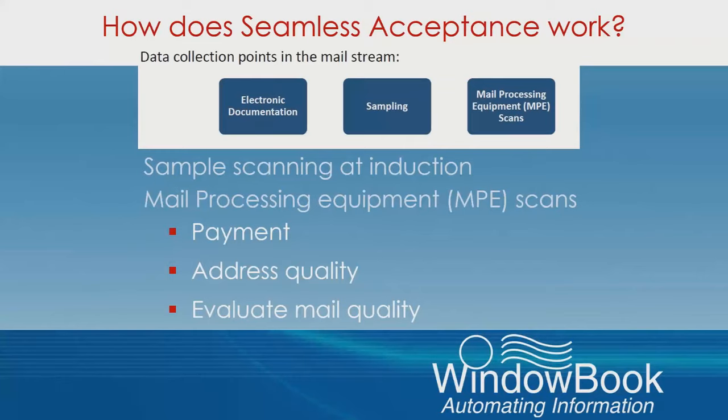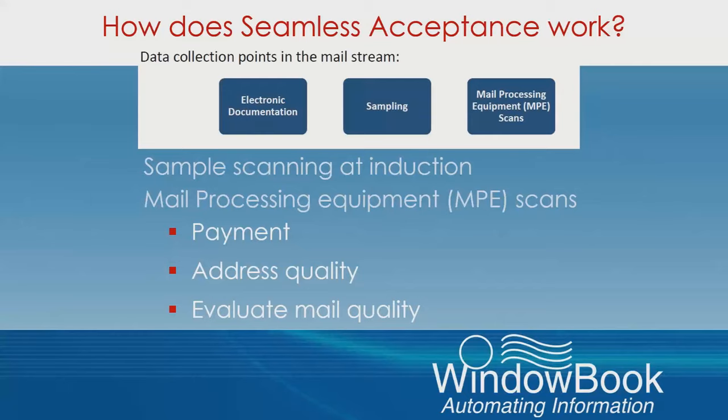Seamless Acceptance leverages the electronic documentation, or EDOC, and the intelligent mail barcodes. And those barcodes could be on mail pieces, trays, sacks, and containers. And it leverages all this information to help automate the acceptance and verification processes. So Seamless Acceptance allows both the Postal Service and mailers to answer three key questions. Have all the mail pieces been paid for? Are the mail pieces addressed accurately? And is the mailing prepared properly?